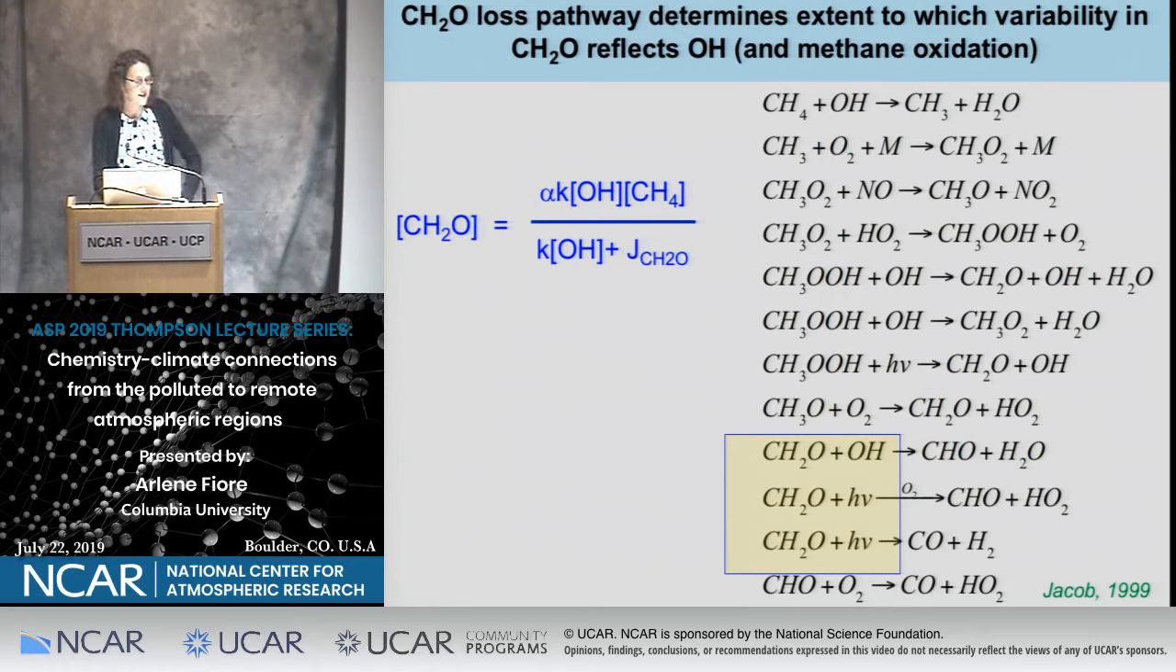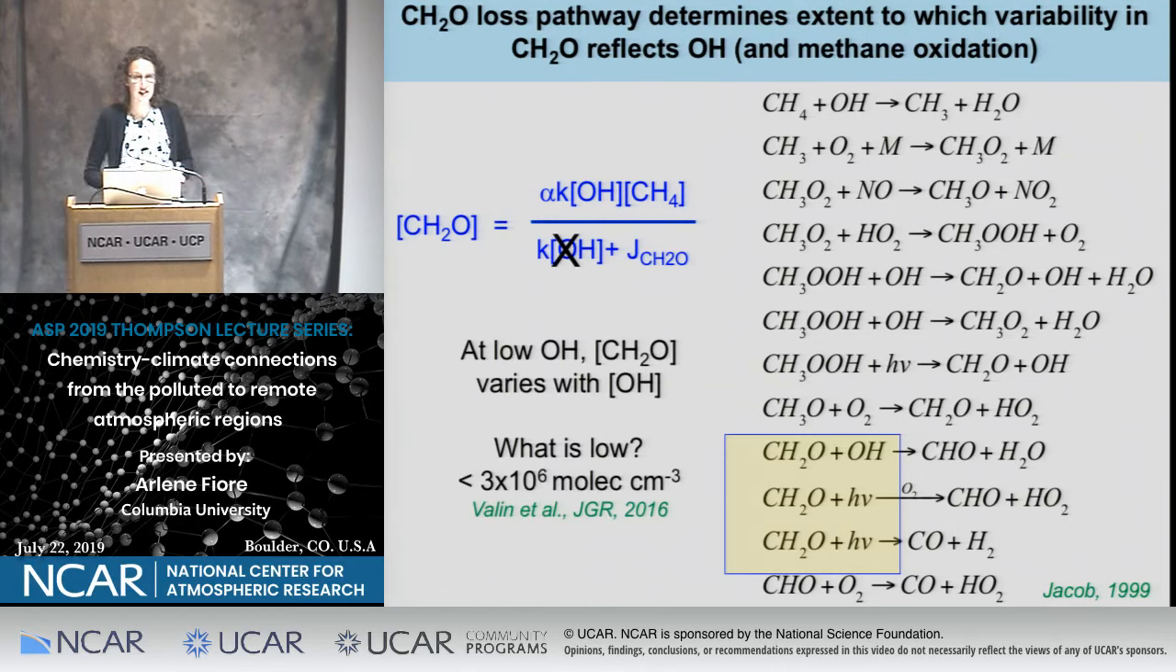Okay, so what's the theoretical framework for why formaldehyde should work as a proxy for OH? We're not going to go through all the chemistry, but basically we're saying in the remote atmosphere the main source of formaldehyde is coming from the reaction between methane and OH, and the sinks are either formaldehyde reacting with OH or formaldehyde photolyzing. Now, if formaldehyde is both formed and lost with OH, it's not going to vary with OH. It's not going to give us any signal.